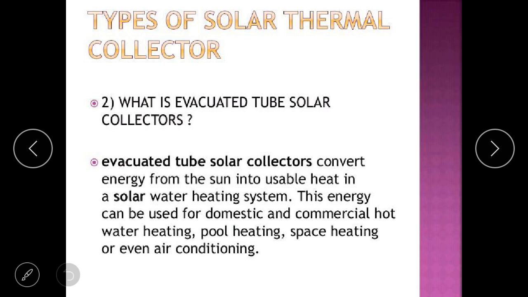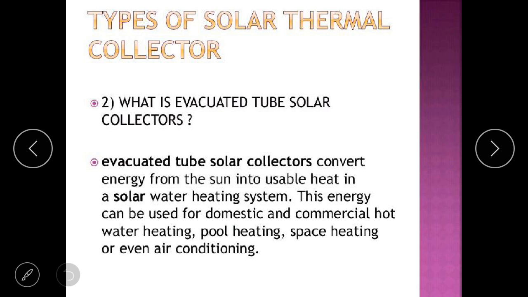Next, the second type of solar thermal collector. The second type is an evacuated tube solar collector. Evacuated tube solar collector means it is generally in tube form. How does it work? Now let us see. An evacuated tube solar collector converts energy from the sun into usable heat in a solar water heating system.